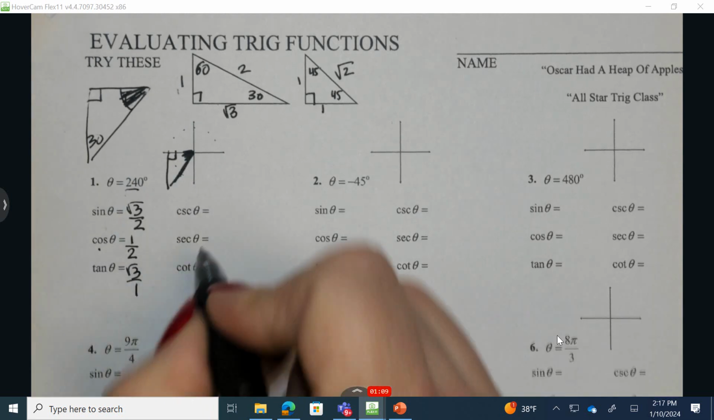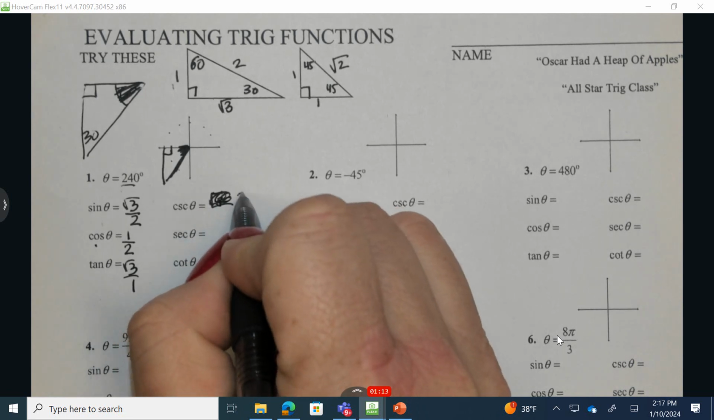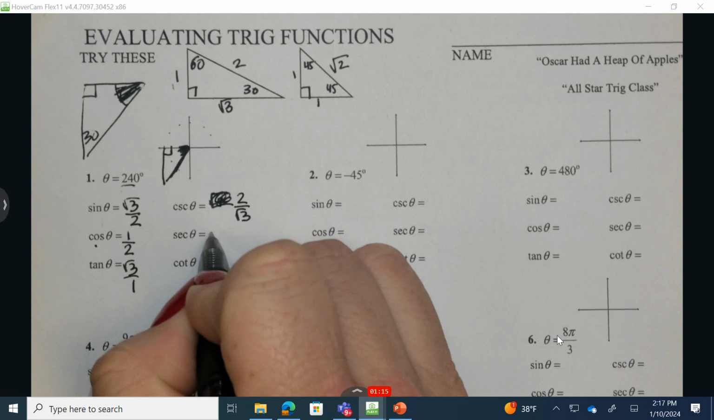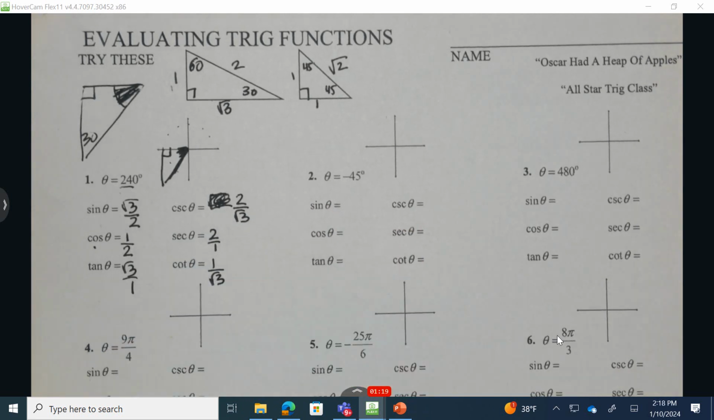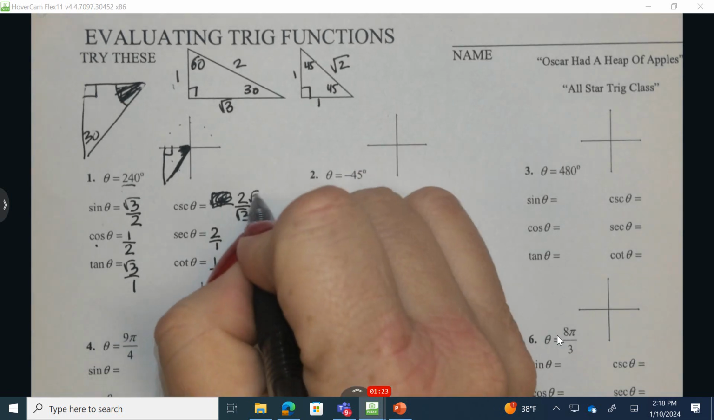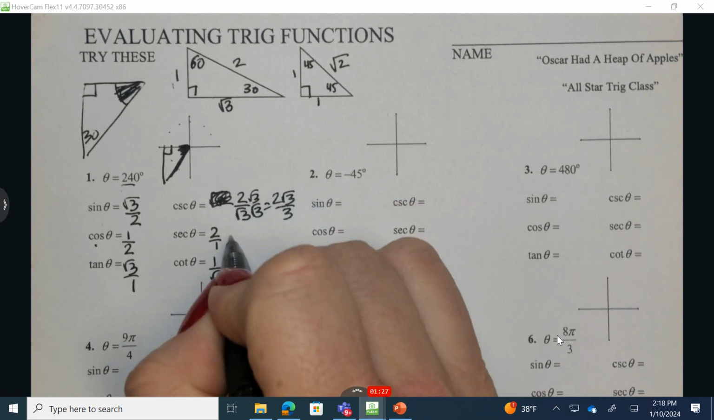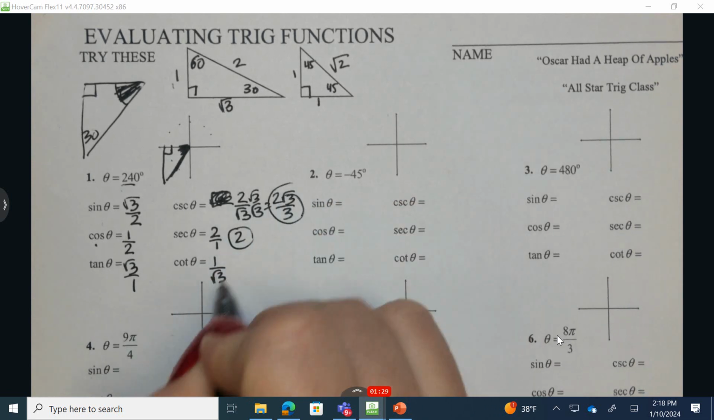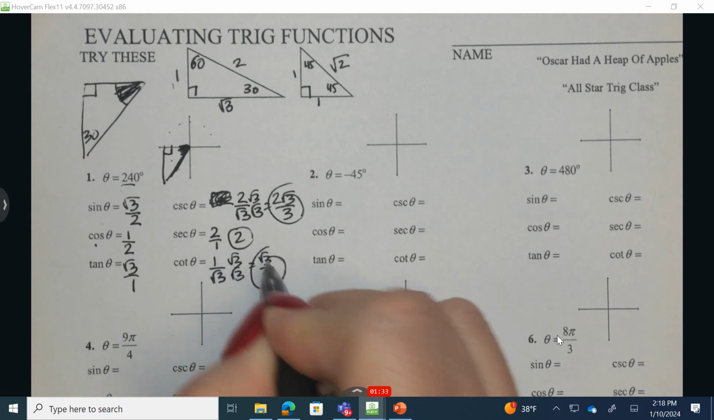1. Now I'm just going to flip each one of these. Oh, let me come back here. 2 over radical 3, 2 over 1, and 1 over radical 3. Mathematically, they are not wrong, but they're not in proper form. So I'm going to multiply the top and the bottom by radical 3 to get 2 radical 3 over 3. 2 is just fine. And multiply by radical 3 to get radical 3 over 3.